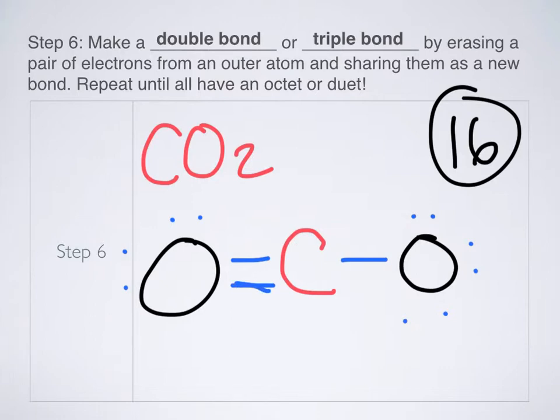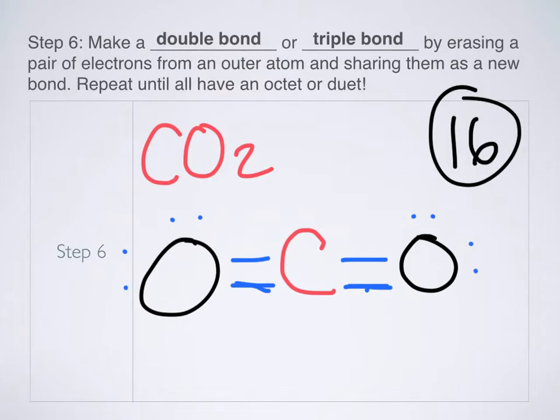Now, why am I able to do that? It's because I'm not gaining any extra electrons by making a double bond. I'm moving electrons from being only on the oxygen to now being shared between the carbon and the oxygen. And so right now, carbon has 6 electrons around it. So I can do the same thing with the opposite side and erase another pair of electrons, and now I have another double bond on the opposite side.